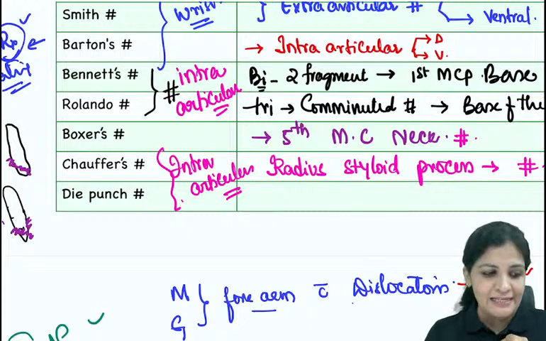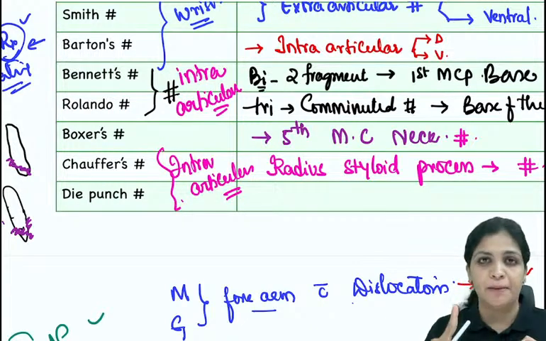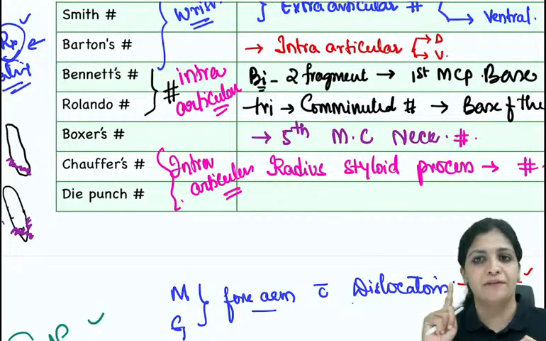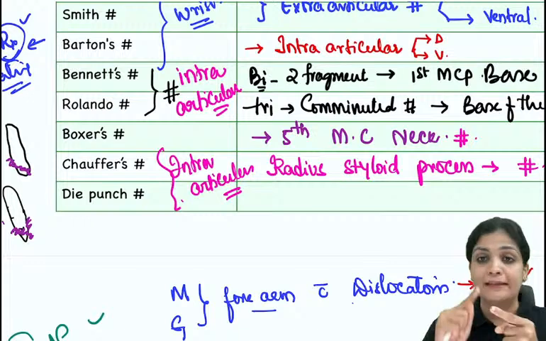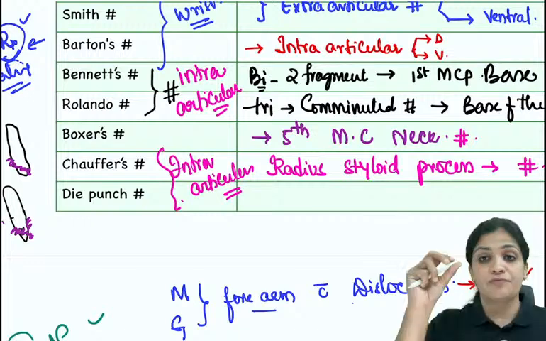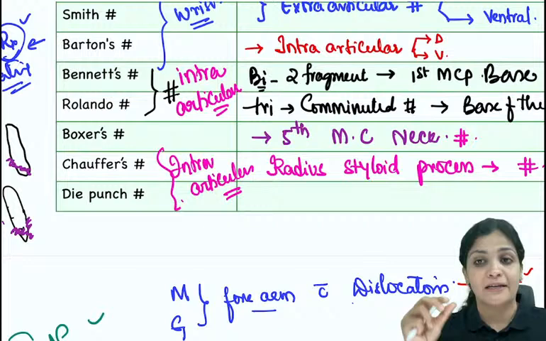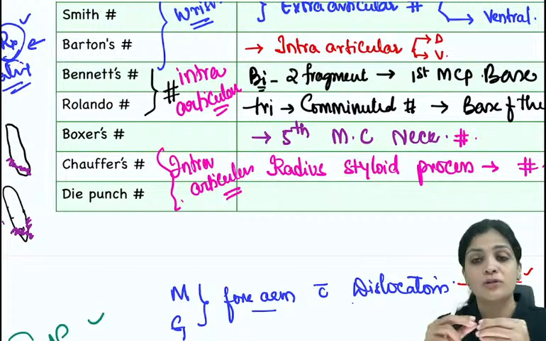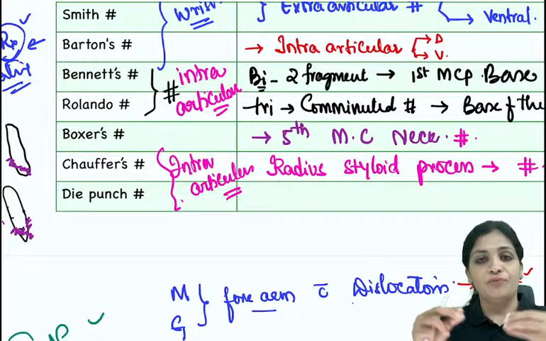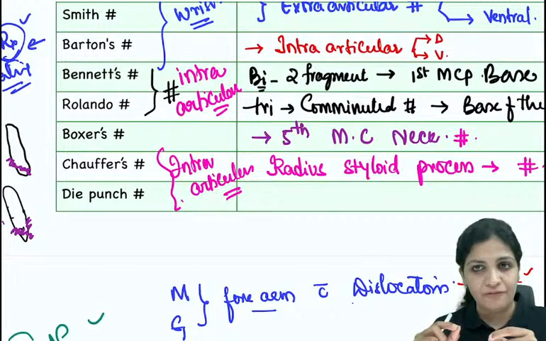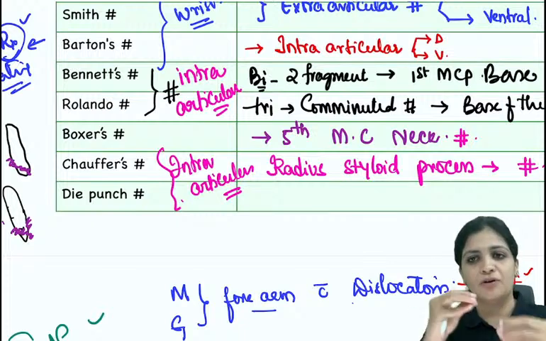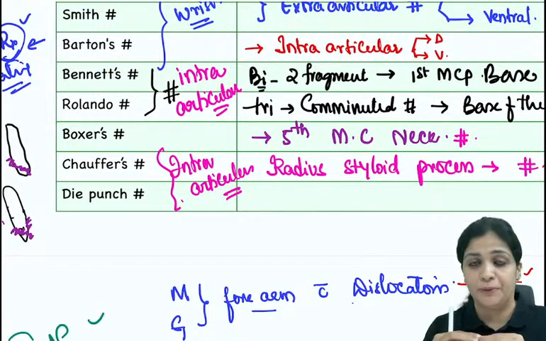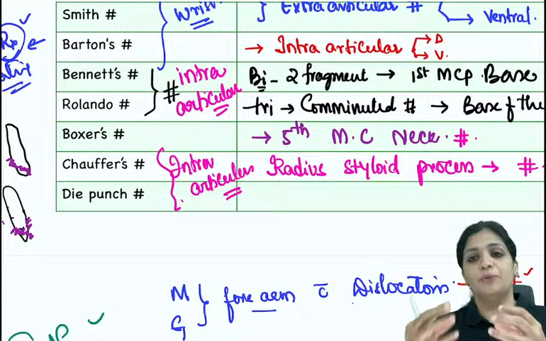Now we are done with Bennett's and Rolando. Please remember, both of them are intra-articular fractures. The difference is, in Bennett's you have to go for absolute reduction because it is intra-articular and there are only 2 fragments, and because of the pull of the abductor pollicis longus muscle, 1 fragment is pulled down, so there will be no chance of union. So you have to open the fracture and fix it. For Rolando, as it is a comminuted fracture with multiple pieces of bone, you can't fix them properly, so you can still try a conservative treatment.